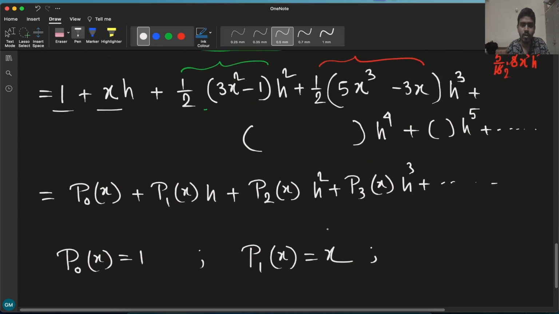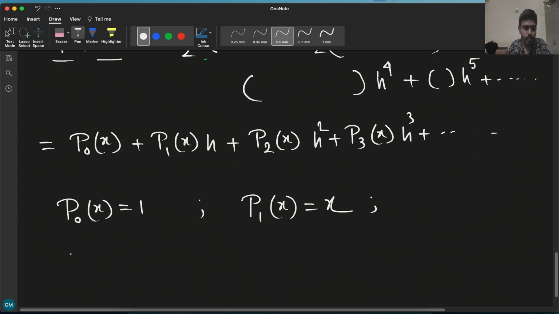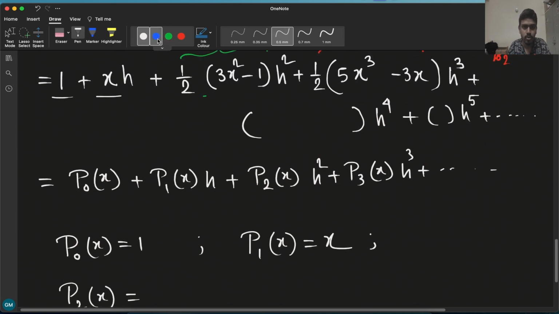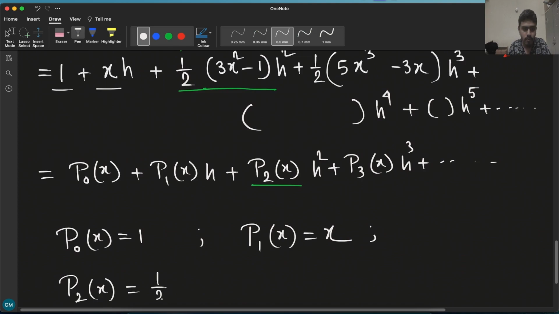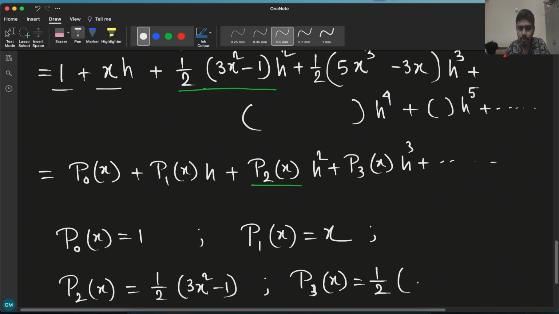If I compare the power of h square, then p2(x) equals this term, which is half (3x square minus 1). P3(x) will be half (5x cube minus 3x), and so on.